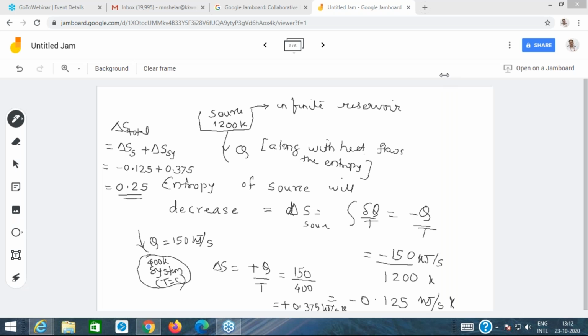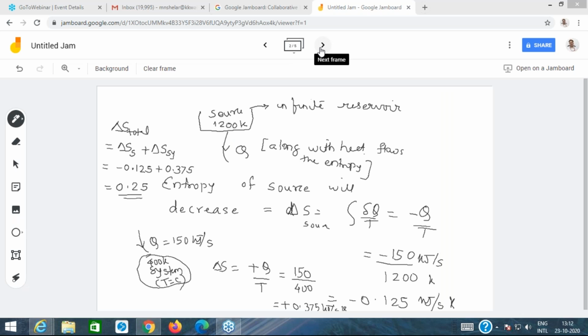Okay. So, in a way, the beauty of this is we are quantifying the irreversibility. We are not simply saying qualitatively that it is irreversible. We are now quantifying the irreversibility, and that quantification is, in this case, 0.25.